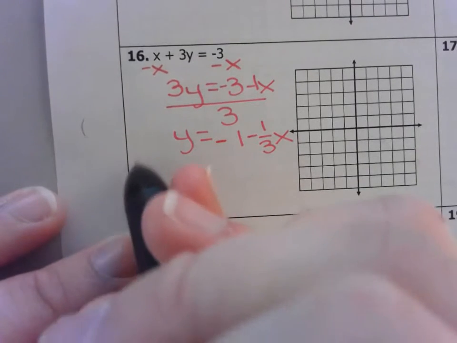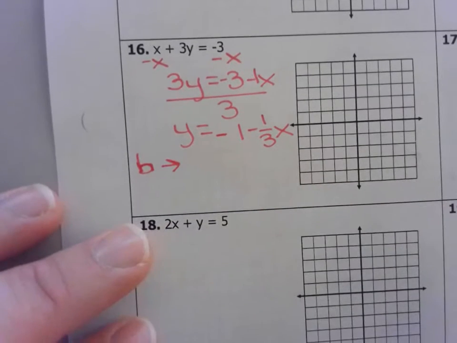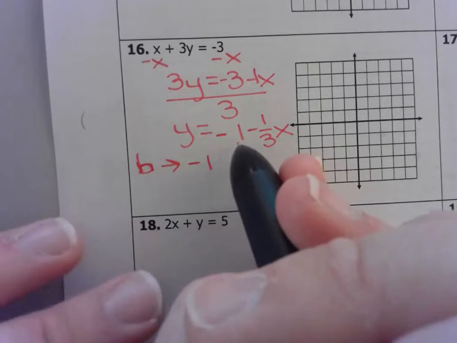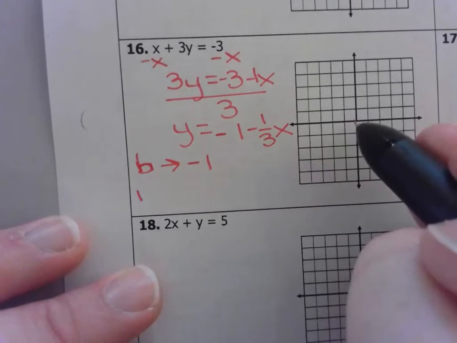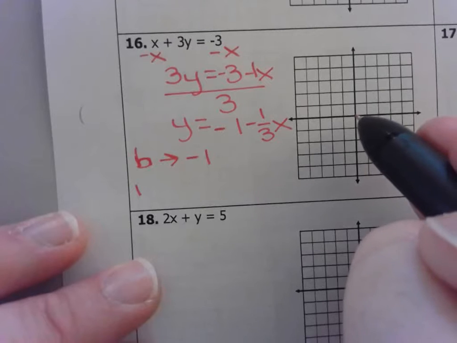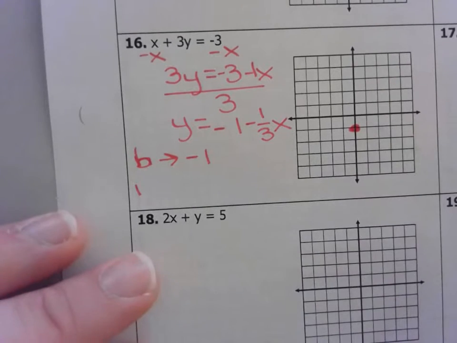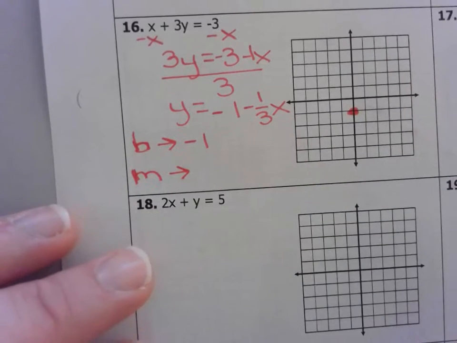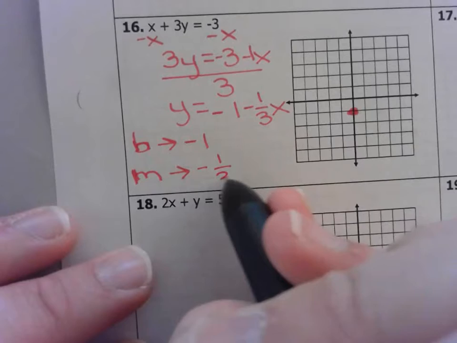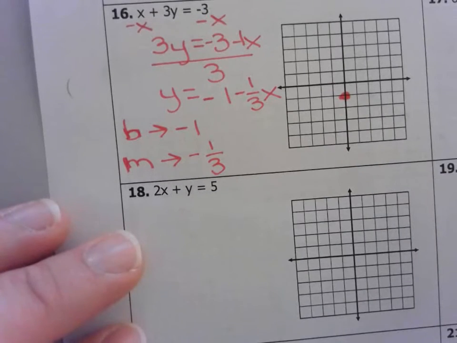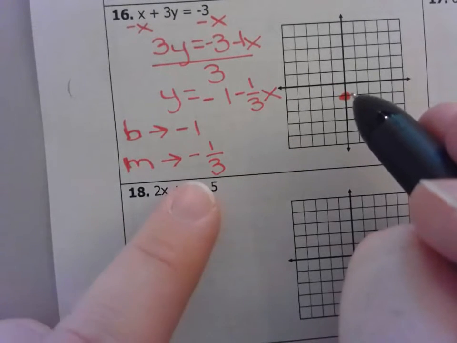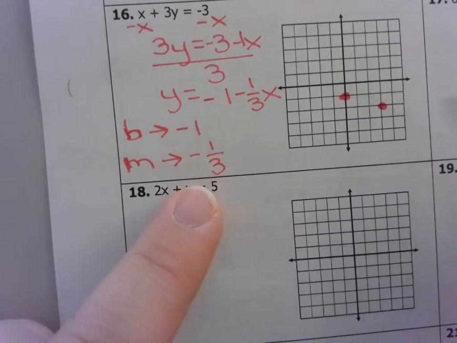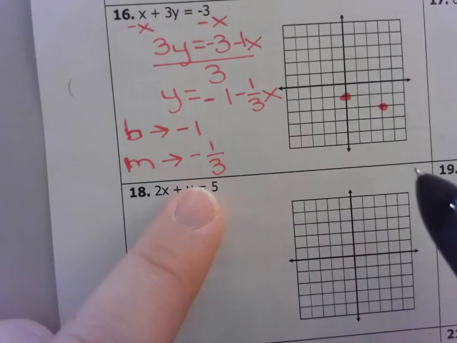Y-intercept first. Negative 1. The number not with the x, so negative 1. So let's graph negative 1 first. How do I graph a y-intercept of negative 1? Down 1. Good. My slope is negative 1/3. Starting at the y-intercept, how do I get my next point? Down 1, right 3. It's going downhill because my slope is negative.